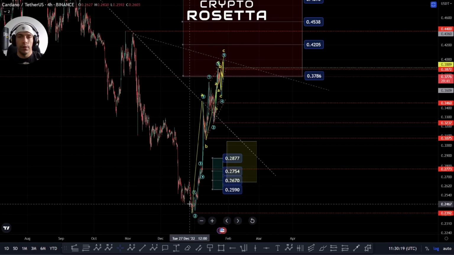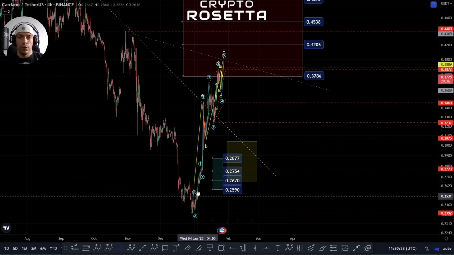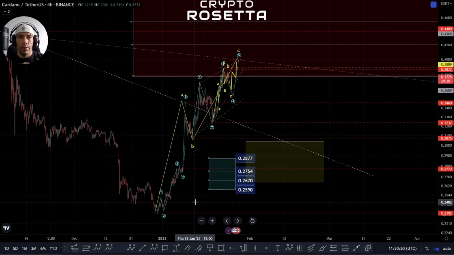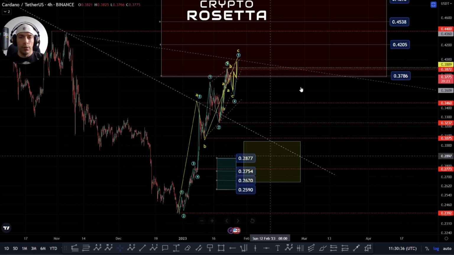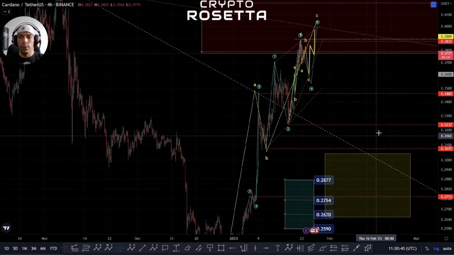So even if it's not a diagonal, we can argue that potentially this could still be a B wave retracement of this move here, even if it's going to be an ABC and we end as a diagonal. So there's a few options here. We need to just be careful that this structure here, I don't trust it very much on its own. We need to see what happens afterwards.